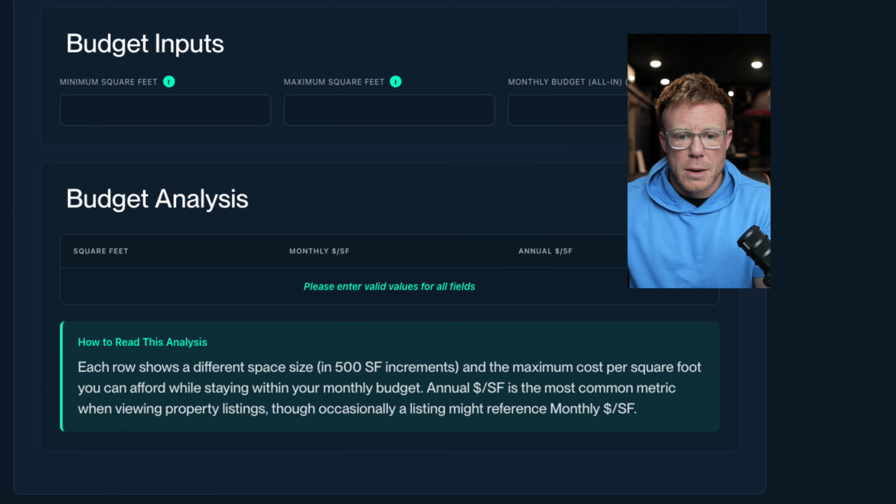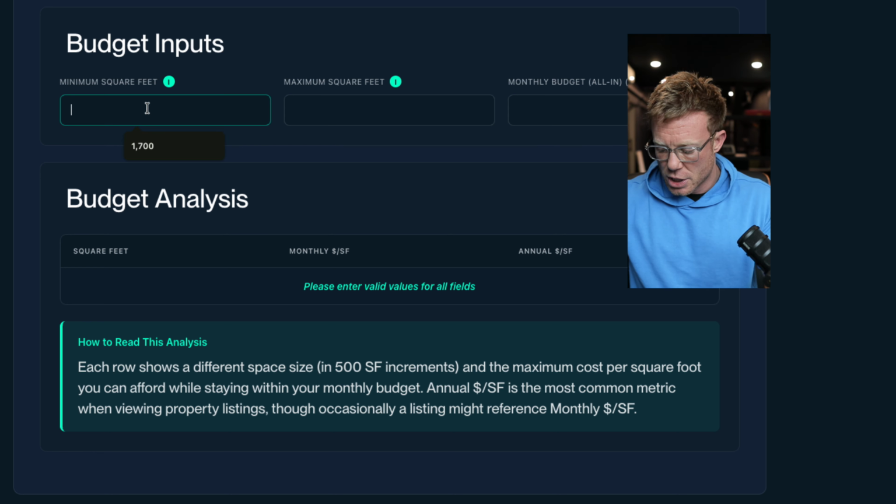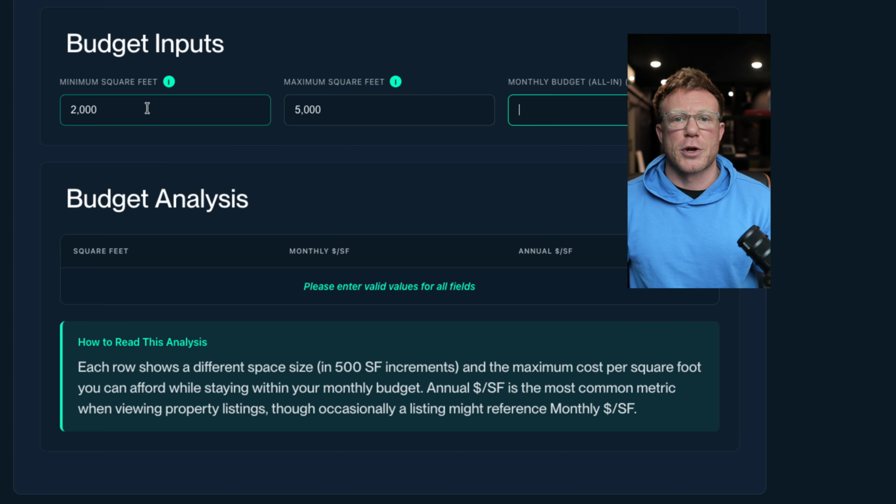I'm going to show you budget inputs, minimum square feet. All right. The smallest square footage that you're willing to accept that's going to work for your model. So let's say it's 2,000 square feet. That's the minimum viable amount of space you need. Now we go to the maximum. Let's say at the most, there's really no reason I would ever need over 5,000 square feet, just to throw out a number. Put 5,000 in here, and then your monthly all-in budget.